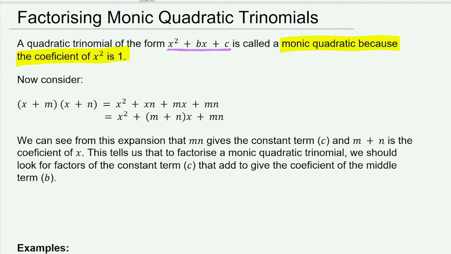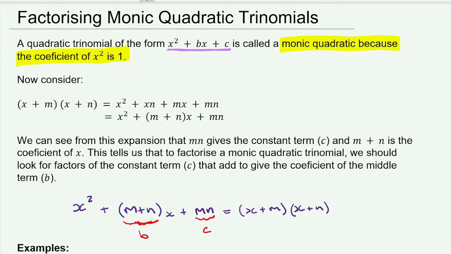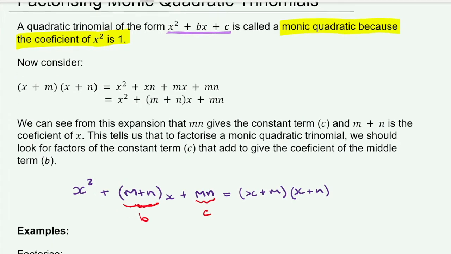So what we're looking at is x squared plus (m plus n)x, so we're just rewriting this a little bit, plus mn. Okay, this little bit in here, well, that's b. This little bit is c, and then we factorize that out as x plus m, x plus n. Now, it probably doesn't look very clear at the moment, so let's look at some examples to see if we can fix that.